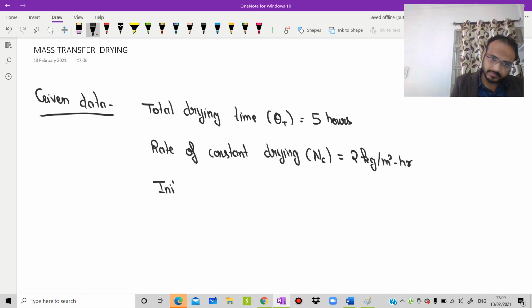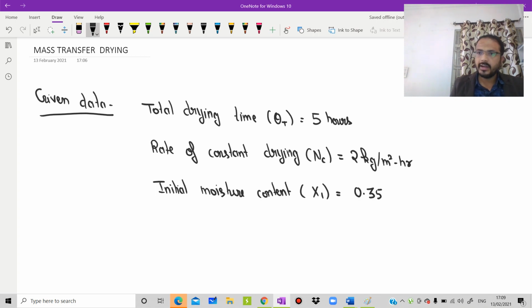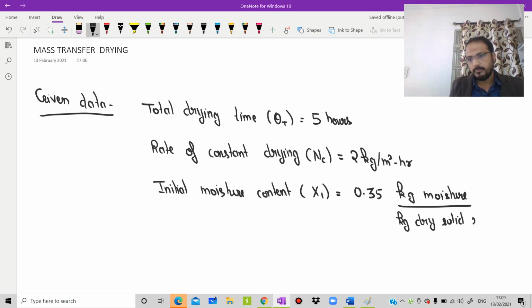Initial moisture content, that is x1, 0.35, and all these moisture contents are given on dry basis. It means kg of moisture per kg dry solid.